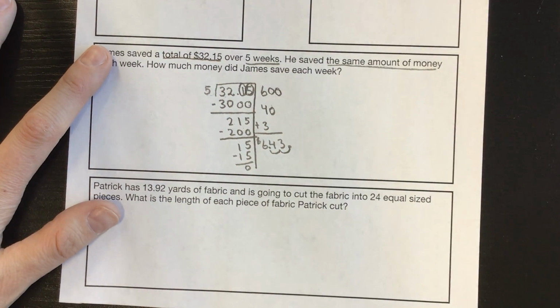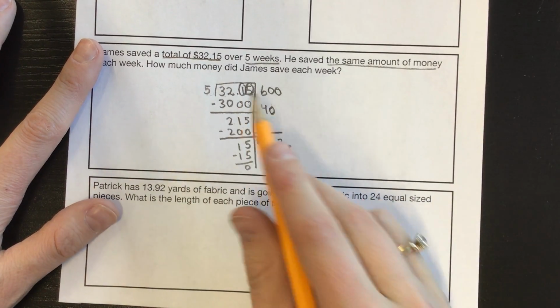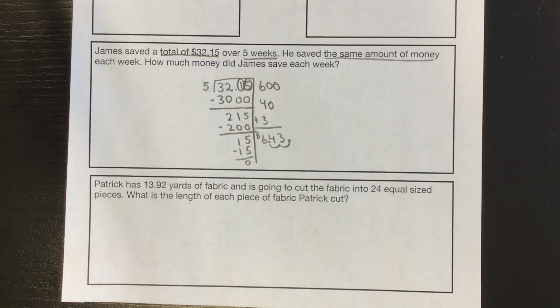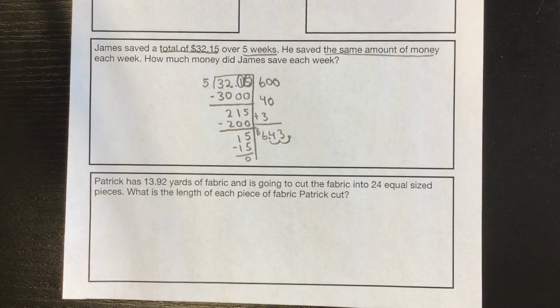Also, that's the most reasonable place to put it because 5 times 6 is 30, and 32 is pretty close to 30. If I put it here, my answer would be 64, and that would be more money than he even started out with. So that wouldn't be a very reasonable place to put it.